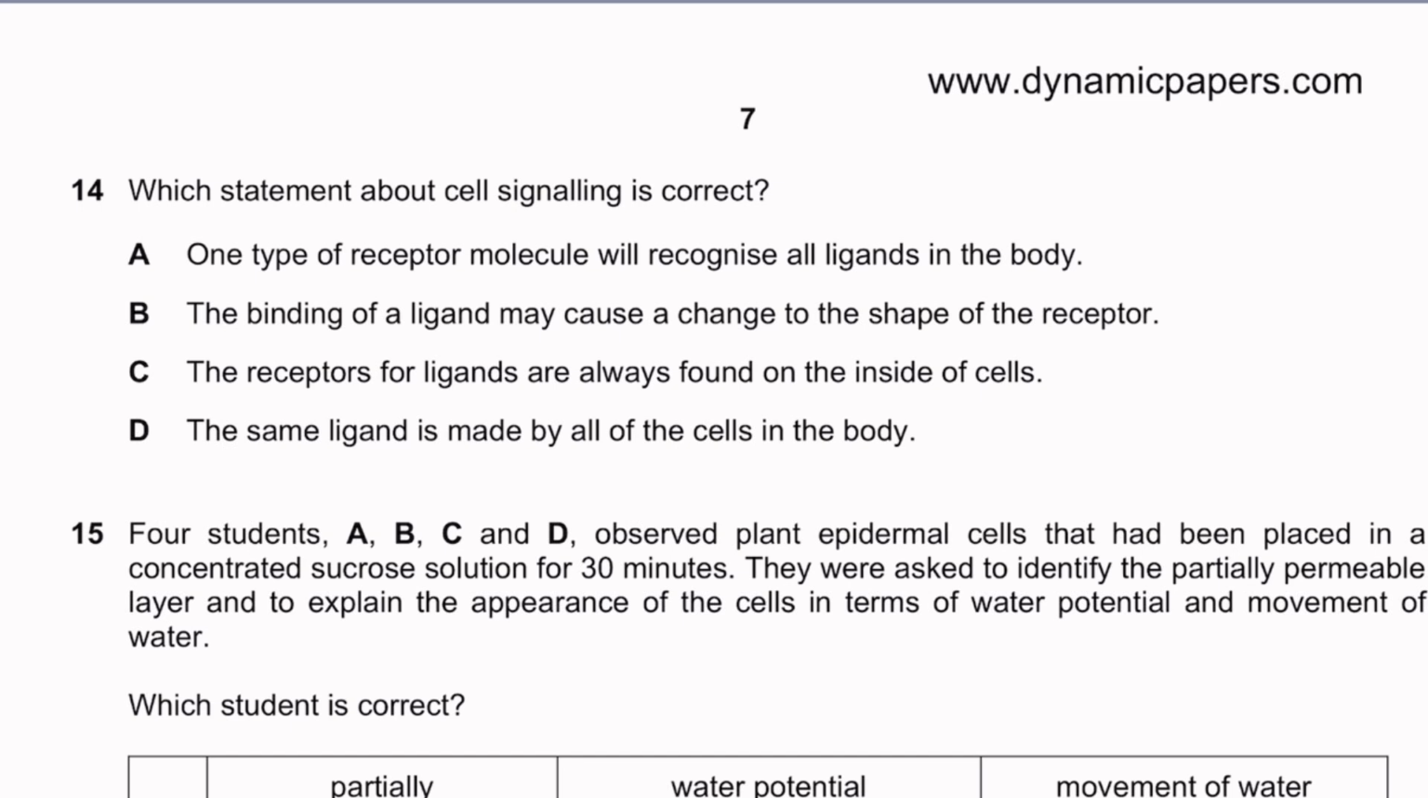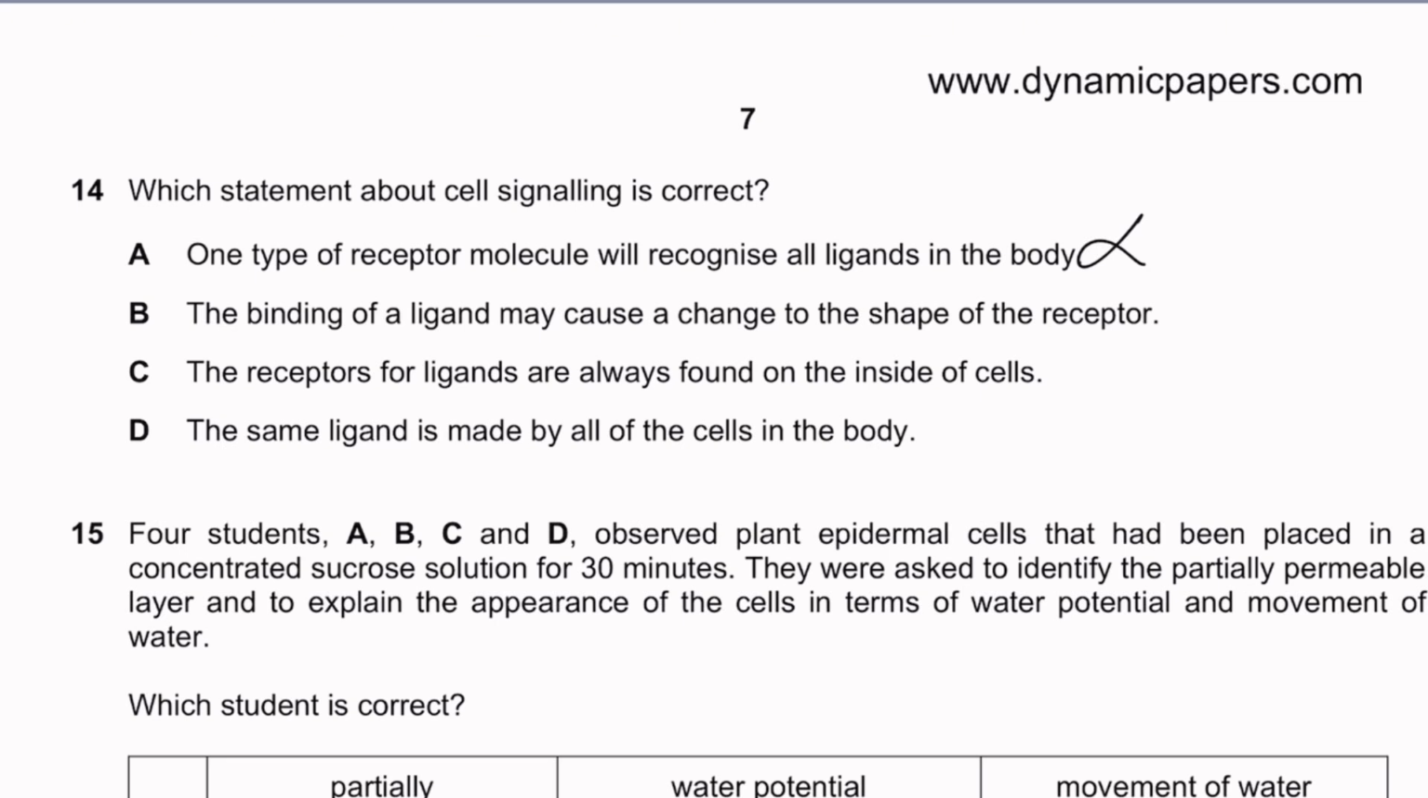Which statement about cell signaling is correct? One type of receptor molecule recognizes all ligands in the body. A single receptor complementary to all the ligands? Definitely not. A receptor is specific to a single ligand or a single signaling molecule. The binding of a ligand may cause a change to the shape of the receptor. A change to the shape of the receptor, I suppose, well, it doesn't really cause a change in the shape of the receptor. We're going to get back to this.